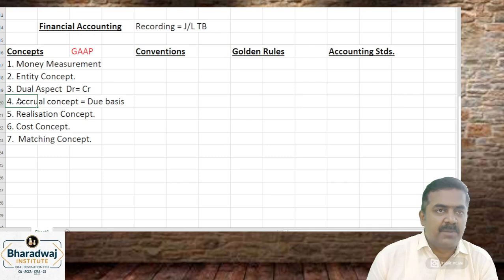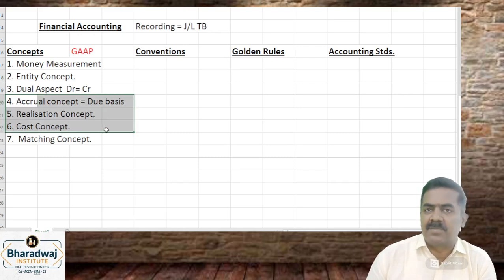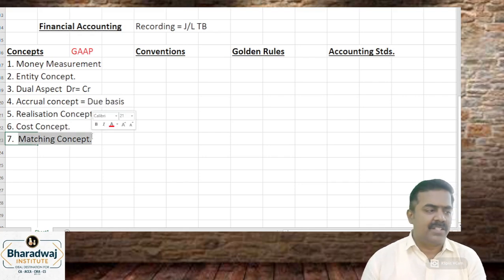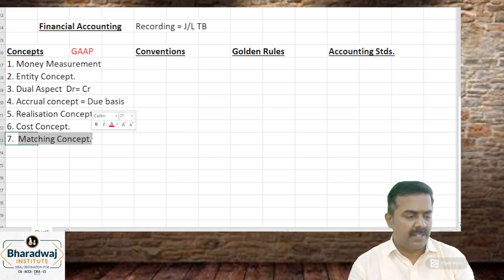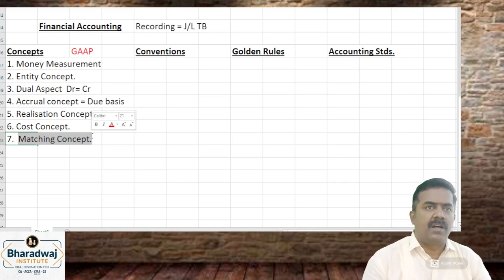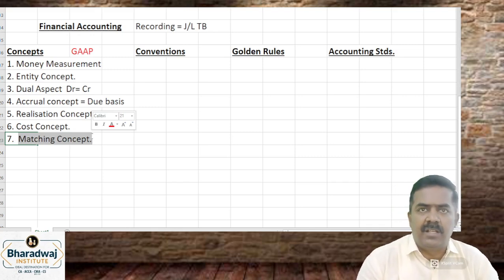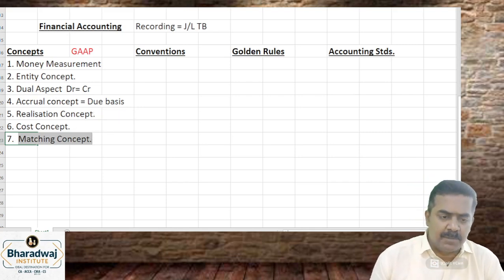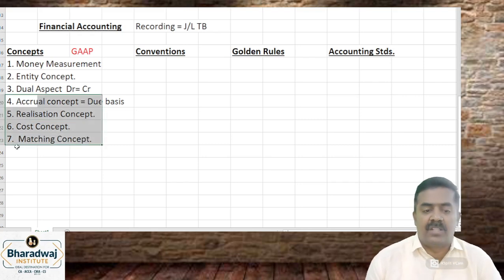When is matching possible? When you follow all the other concepts. You should have recorded the transaction on what basis? Accrual basis. Profit or loss should be recorded only when it is realized. Otherwise, you record the transactions at what price? Cost price. Only then matching is possible. What do you mean by matching? Expenses are matched with income for the same period. Matching is possible only when you follow other concepts.